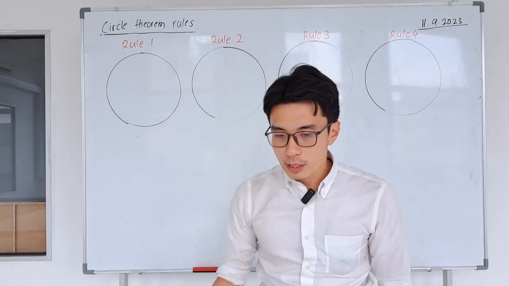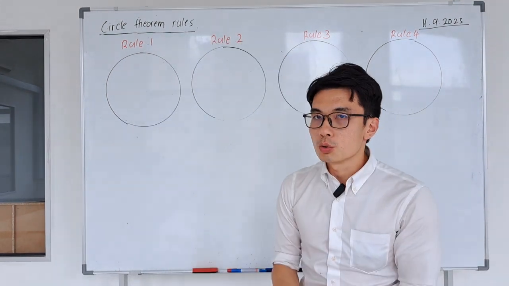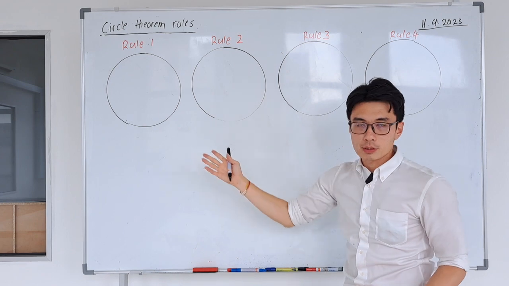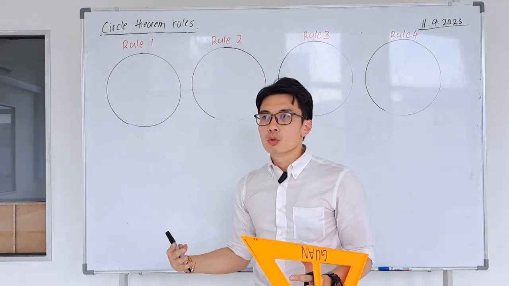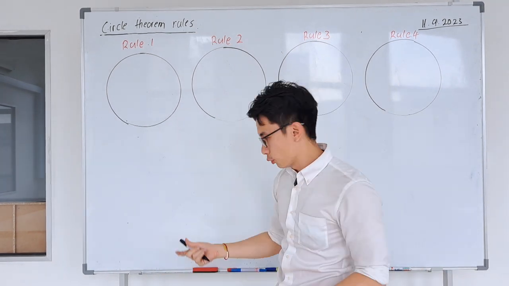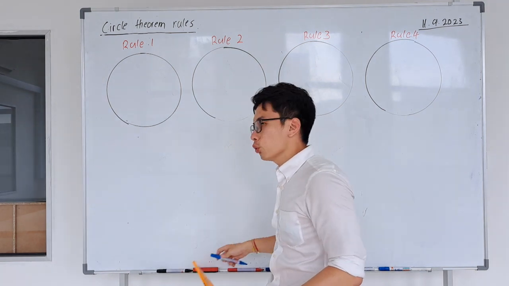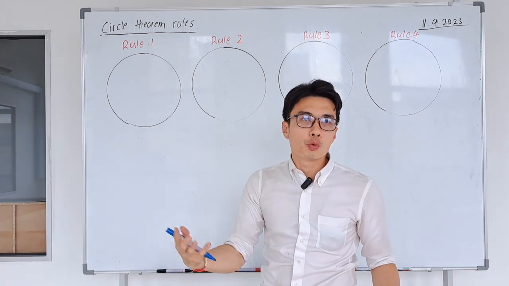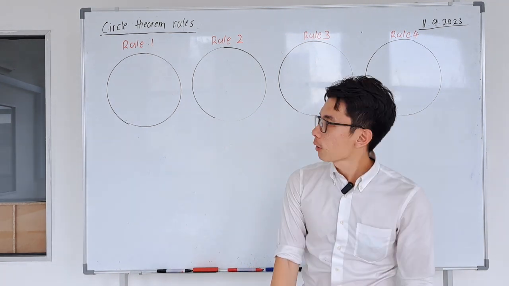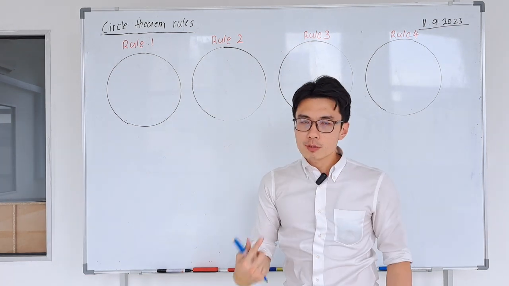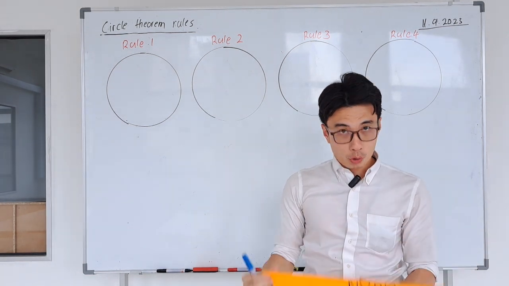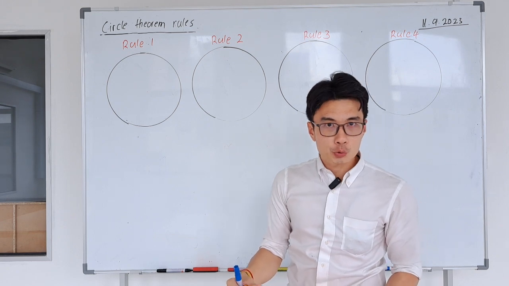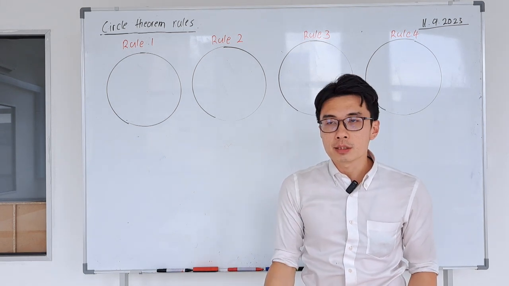What I would like everyone to do is use your compass to draw a perfect circle, and then try to draw how I instruct you, because I would like you to understand why the rule is written in such a way. For rule number 1, first thing first, we are going to draw a chord. A chord is a straight line that does not pass through the center.